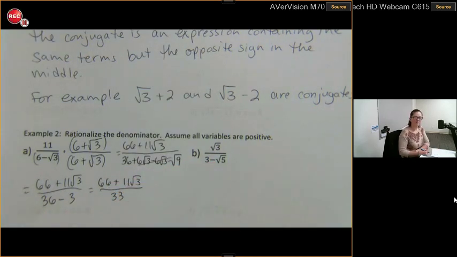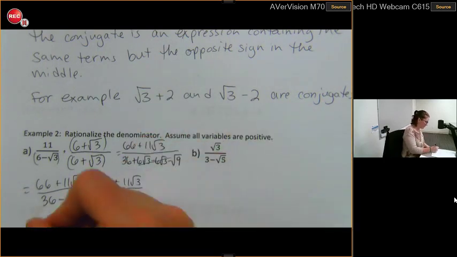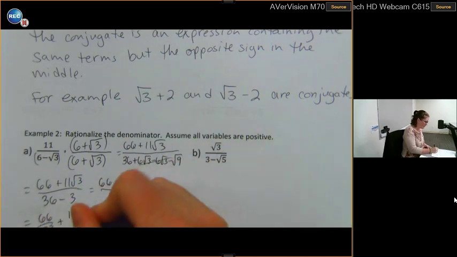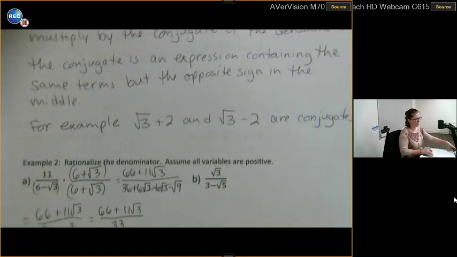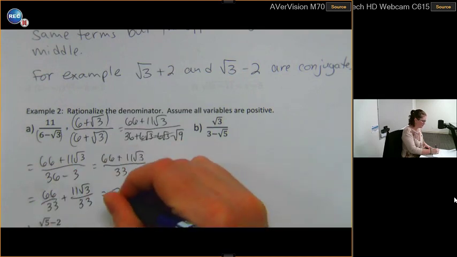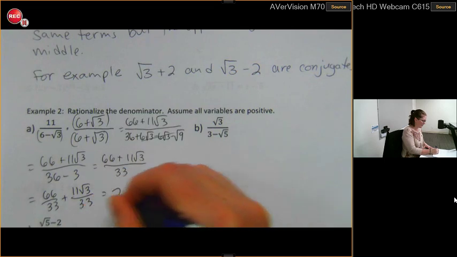And then what I'm going to do is split this fraction up. So instead of one fraction with a big numerator, I'm going to make it two separate fractions. This is going to make simplifying my fractions easier, because 66 over 33 is 2. 11 over 33 is 1 over 3.